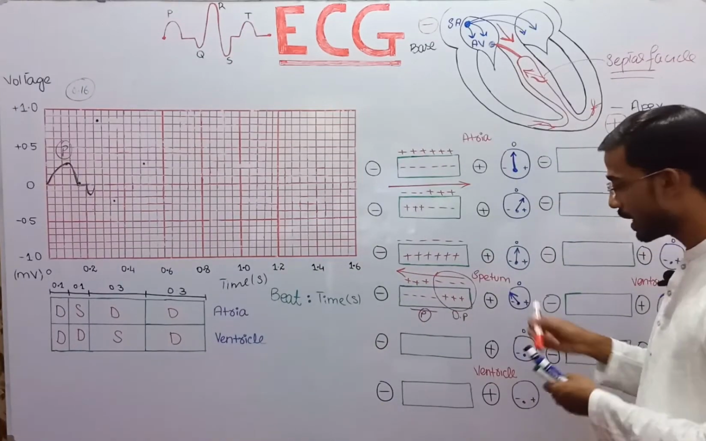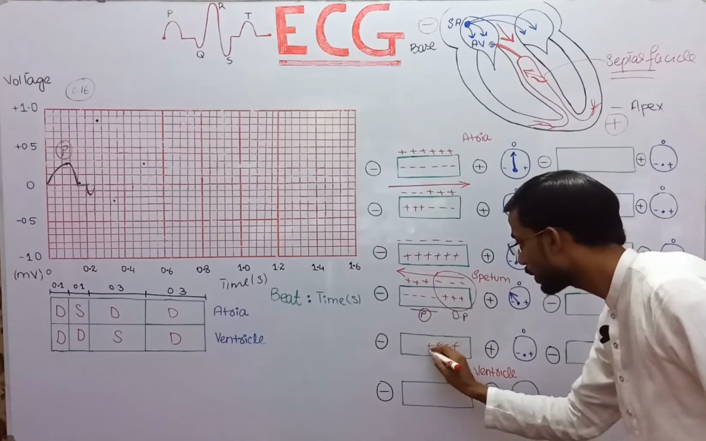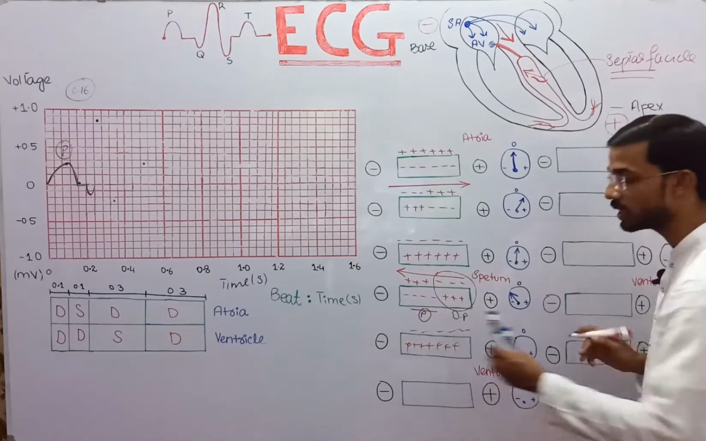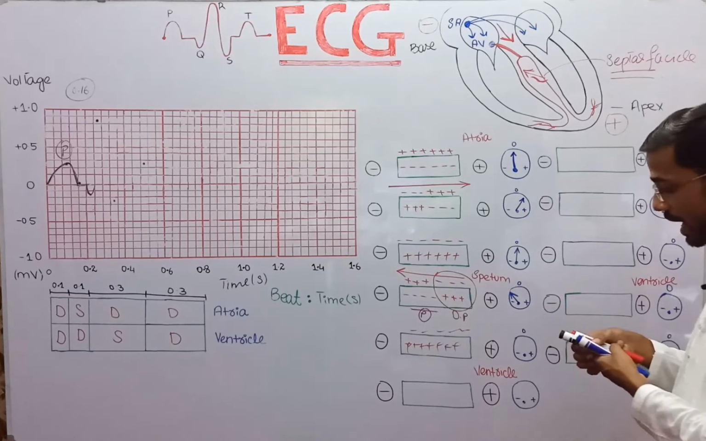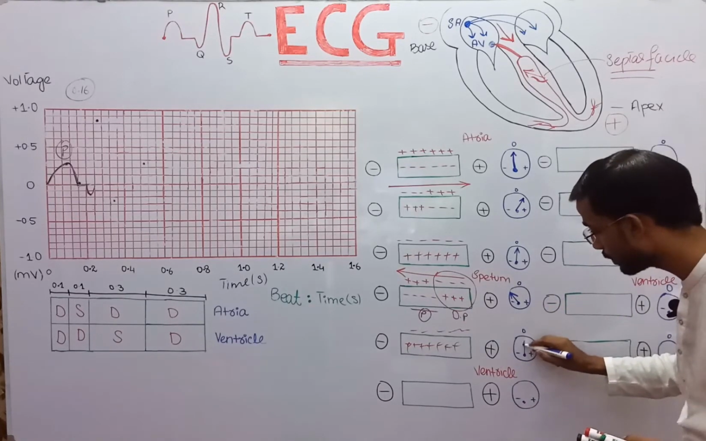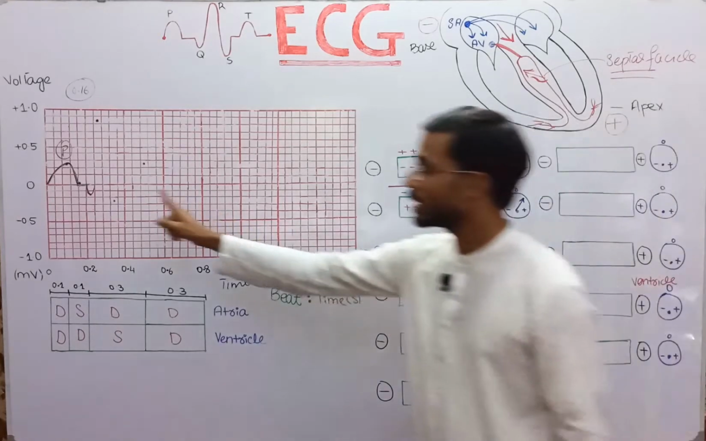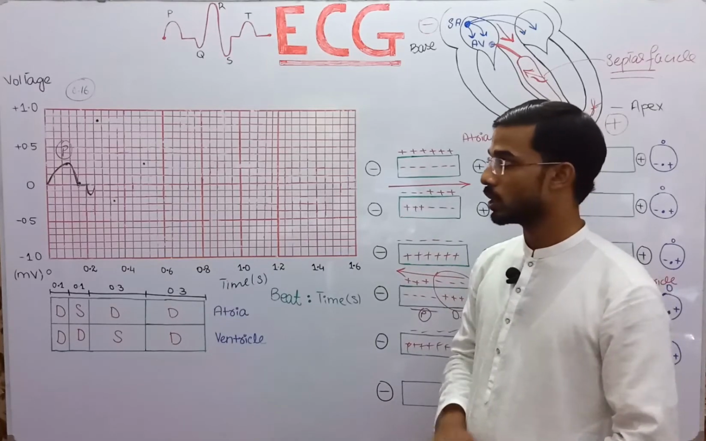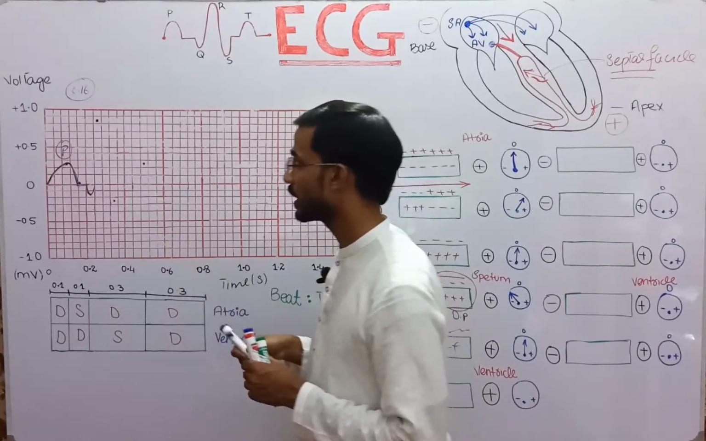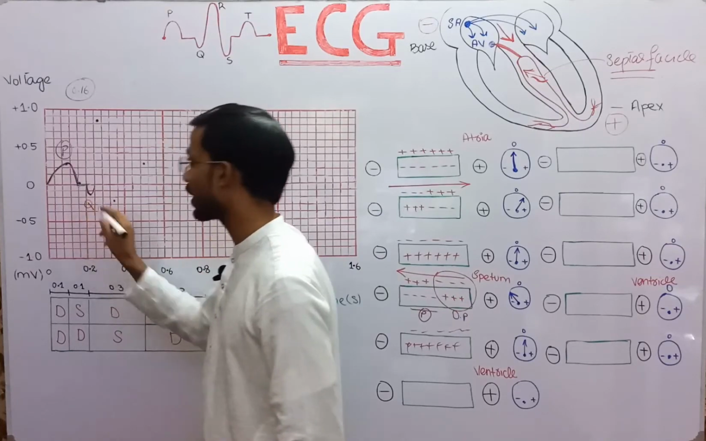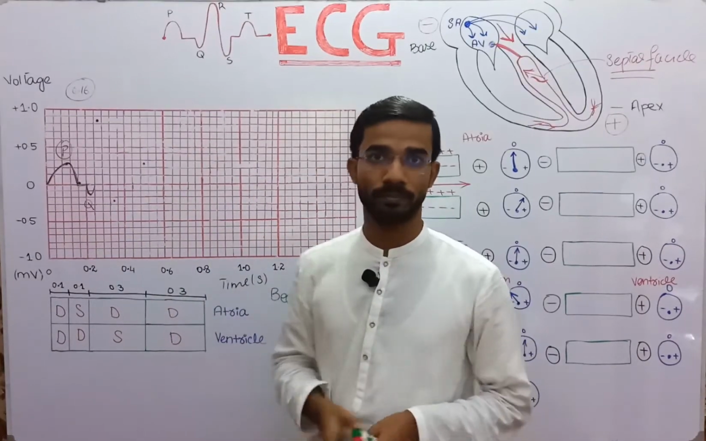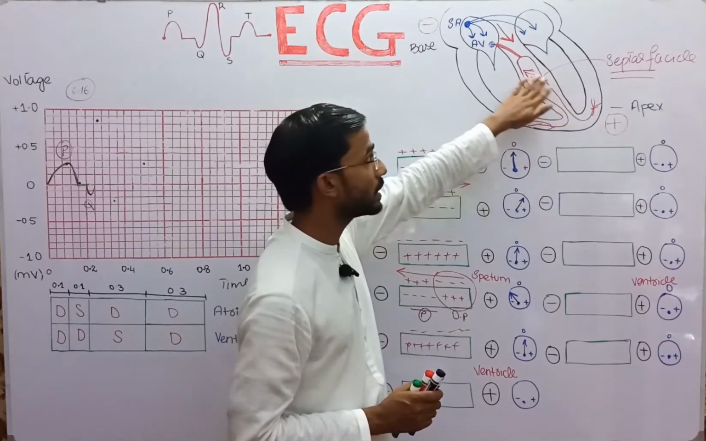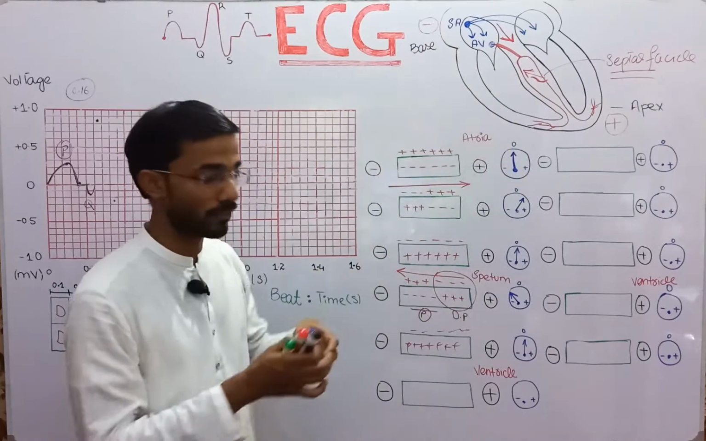Why? Because when all the cells have become depolarized, a state occurs when there is no potential difference between the cells, and the voltage again becomes zero. Here you can see the curve will again move toward zero voltage, and the waveform here is called the Q wave. Next we will see what happens.